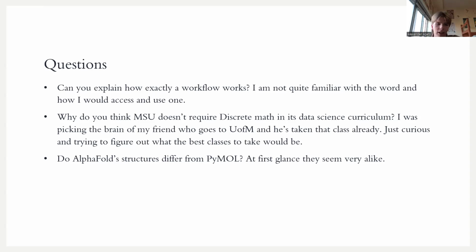Just curious. And then AlphaFold structures and Primal structures seem super similar. I think they're the same file or something. I was just wondering if there was any difference, or if I can just treat it exactly like I would on Primal, looking at different things or labeling different things. If it's pretty much the same, so yeah, that's it.